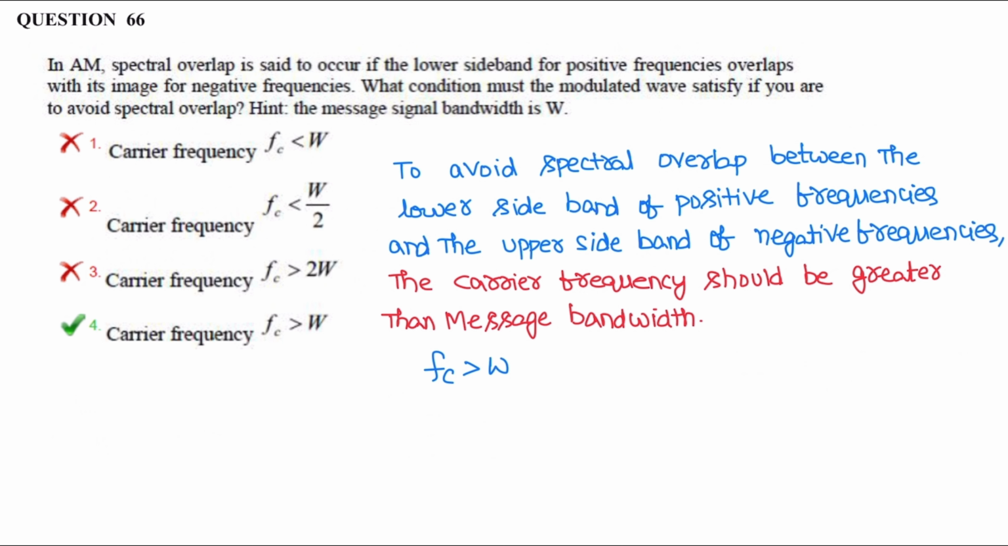Question number 66. In amplitude modulation, spectral overlap is said to occur if lower sideband for positive frequencies overlap with its image frequency for negative frequencies. What condition must the modulated wave satisfy if you are to avoid the spectral overlap? Here message signal bandwidth given is W. To avoid the spectral overlapping between lower sideband of positive frequencies and the upper sideband of negative frequencies, the carrier frequency should be greater than message signal frequency. Correct answer is option 4.